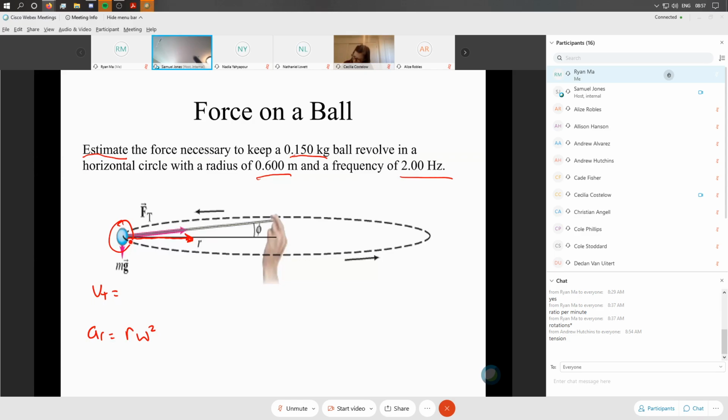What if I wanted to find the velocity? I'm going to draw it right here and call it tangential velocity. Meaning how fast is the ball actually? Yeah, I would say it's equal to R times omega. But we're not given omega, are we? So I'm going to use this one instead.